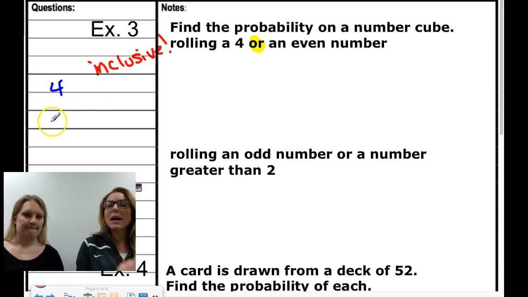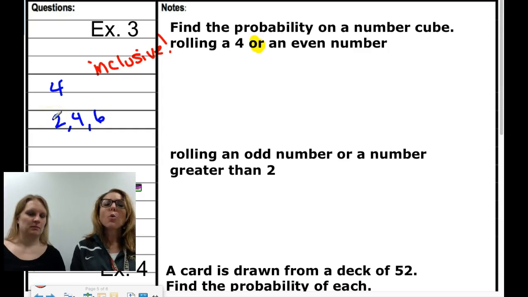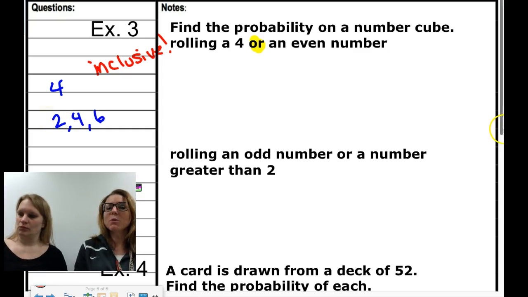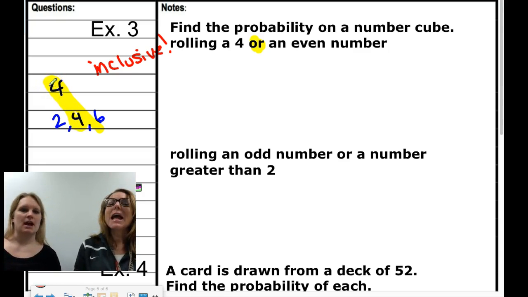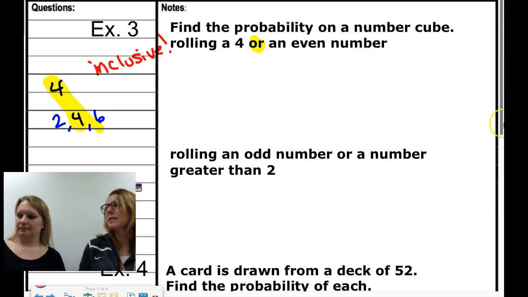But now below that, what numbers are even? 2, 4, 6. Which number, let's circle, occurs in both sets? 4. That's why it's mutually inclusive, because it happens both times. And that's the part we subtract off.